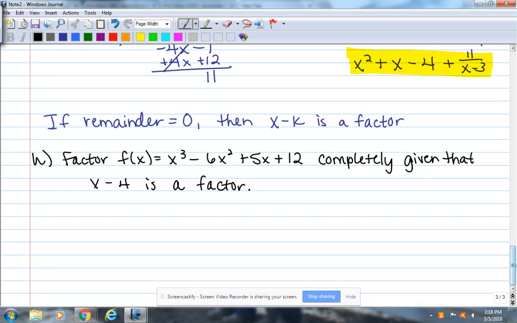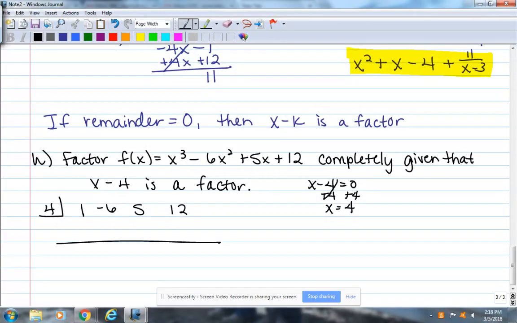Okay? So if x minus 4 is a factor, then that means x minus 4 equals 0. X equals 4 is a solution. Okay? So there's my corner number. 1. And then we do the same thing. 1, negative 6, 5, 12. Skip a line, draw a line. So we're doing synthetic division here.